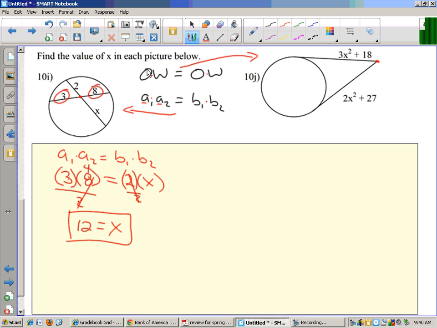So let's do OW here. In the case of tangents, I can do OW and say, what's the outside of the tangent 3x squared plus 18? How much of that is outside? 3x squared plus 18. And what's the whole length? So the outside was 3x squared plus 18. What's the whole length of that? 3x squared plus 18. Okay? And what's the outside of 2x squared plus 27? Right, so we're going to see something very similar.